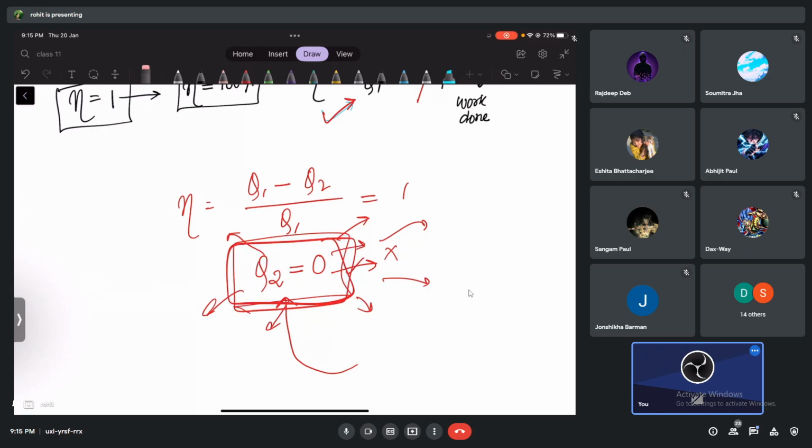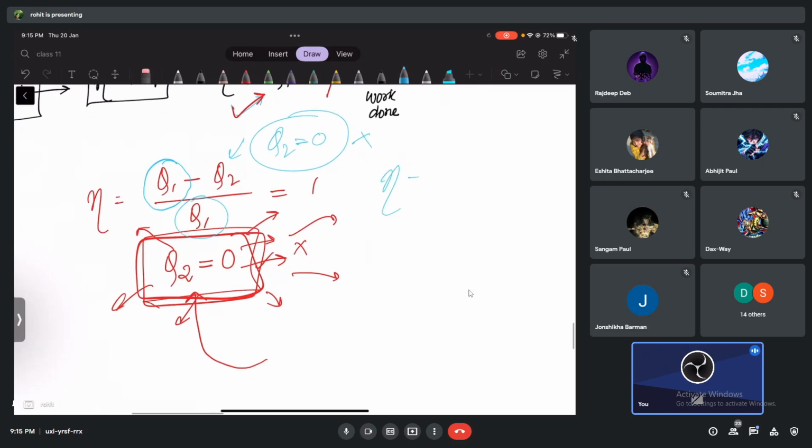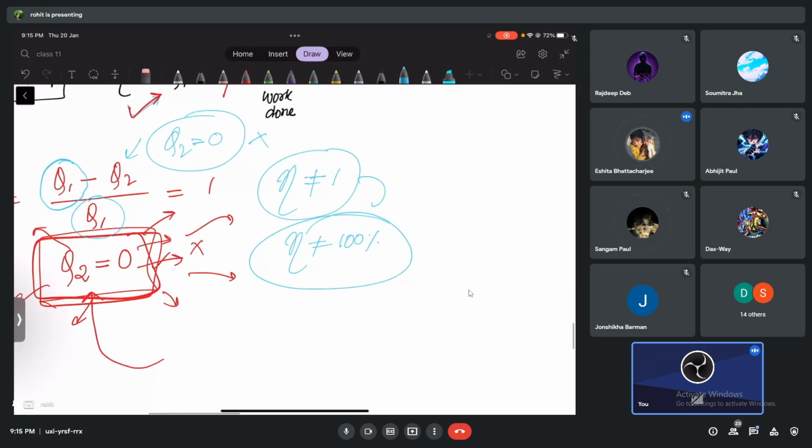Normally what we find is that it is not possible for all the heat to be converted into work, and some heat is always lost to the surroundings. That's why efficiency cannot be equal to 1, or 100%. Don't forget that 1 means 100%, and 0.7 means 70%.